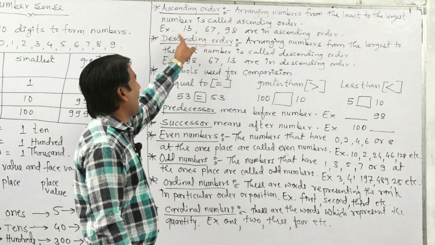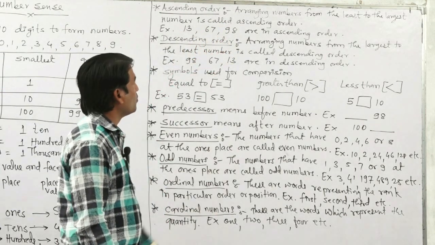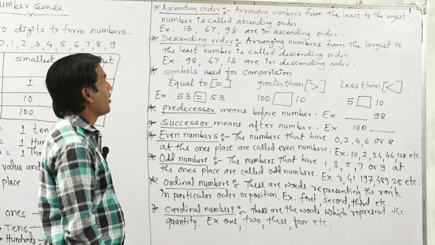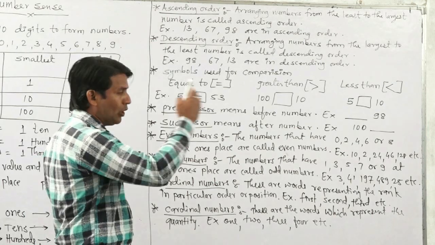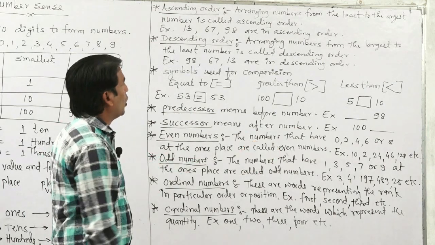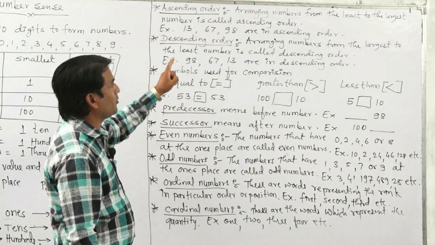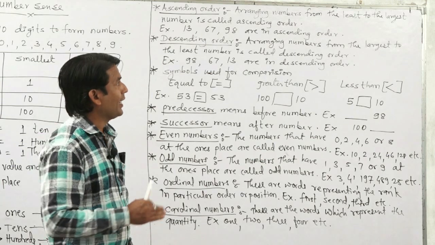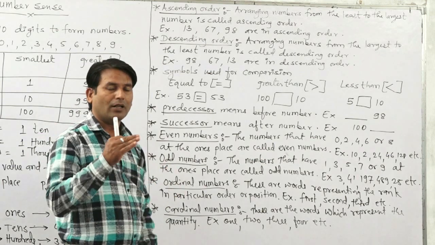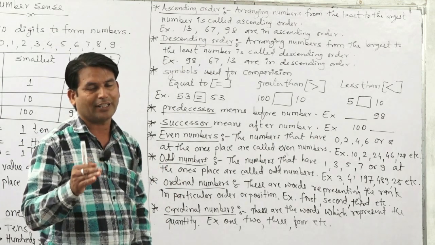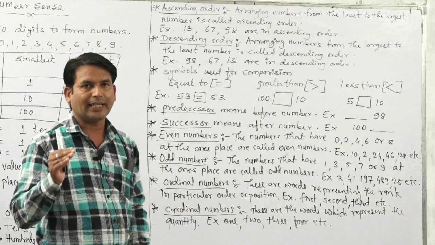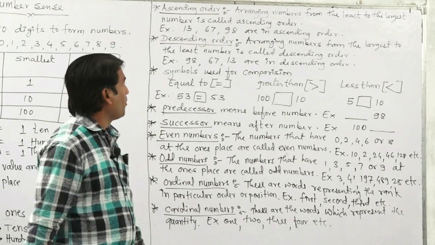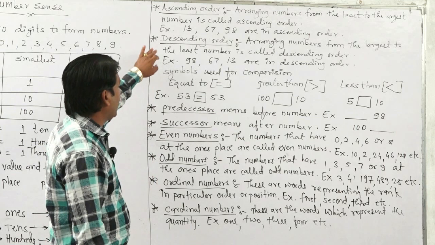Okay, we have arranged these numbers in what? Ascending order from smaller to greater. Okay, so such type of arrangement is known as what? Ascending order. Arranging numbers from the least to the largest number is known as ascending order. After that we will move on.